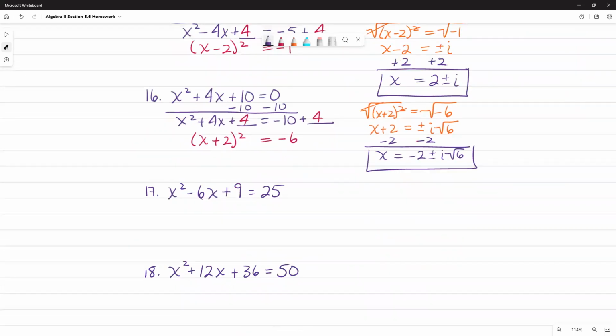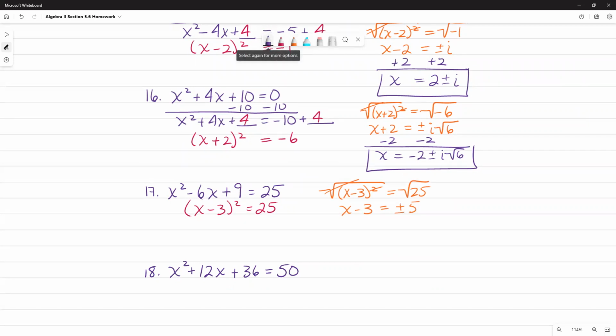Okay, so for number 17, they've given us the complete perfect square trinomial. We know that 9 is 3 times 3, but negative 6 is negative 3 plus negative 3. So we know that inside of our squared binomial, we're going to have (x - 3) squared. And we don't have to add anything to either side, so it equals 25. And now we just find the square root of both sides. So this is (x - 3) squared equals 25. So these cancel, becomes x minus 3. 25 is a perfect square, and so this is plus or minus 5.